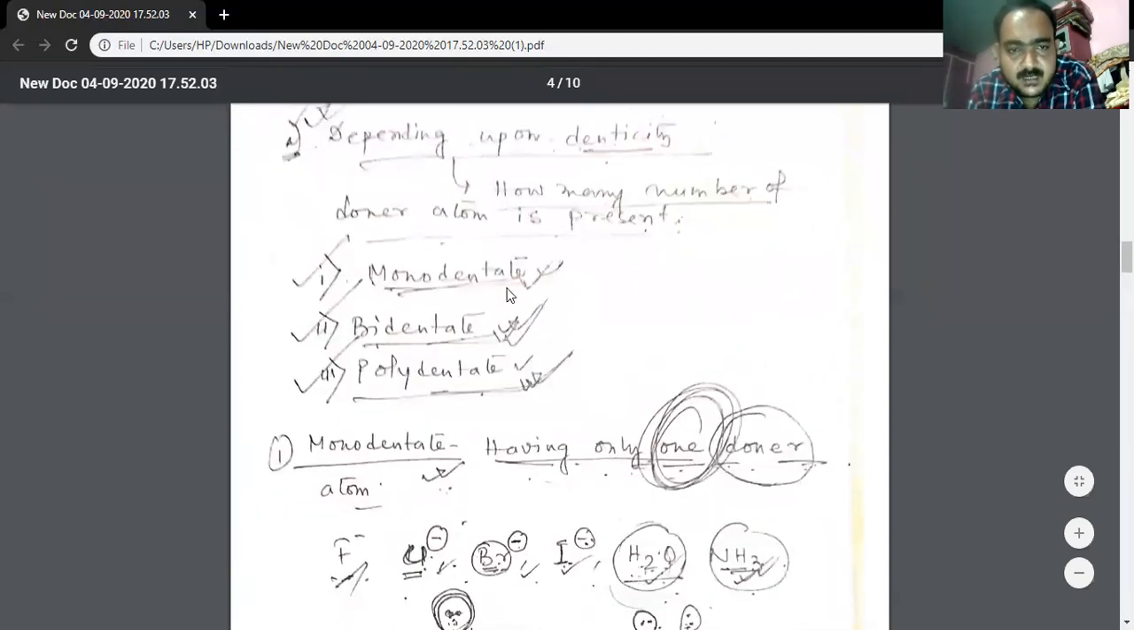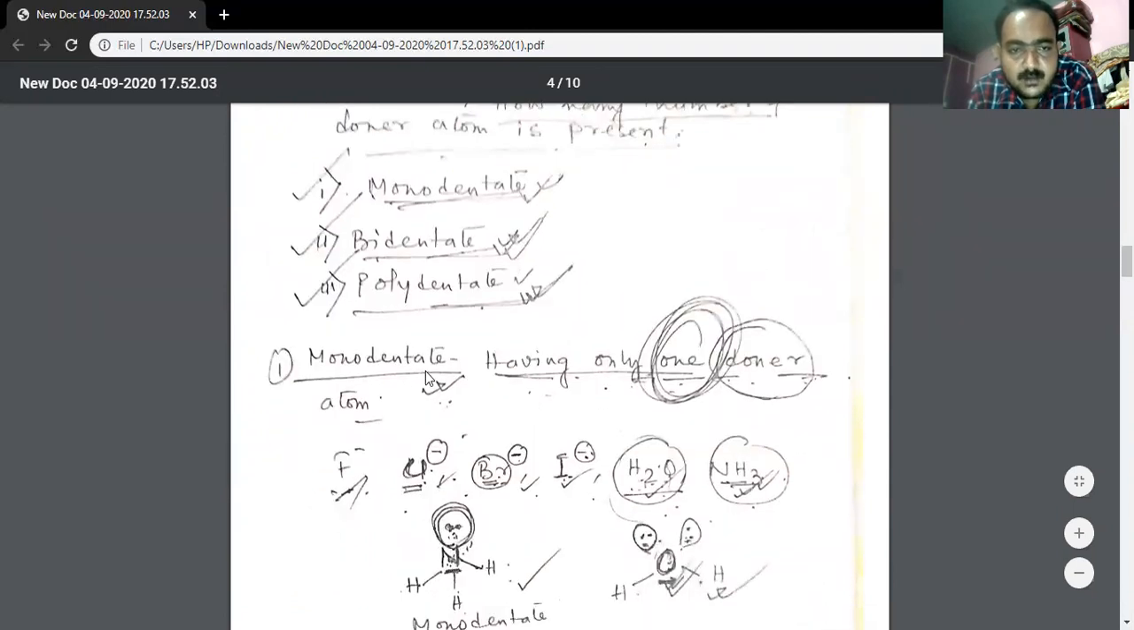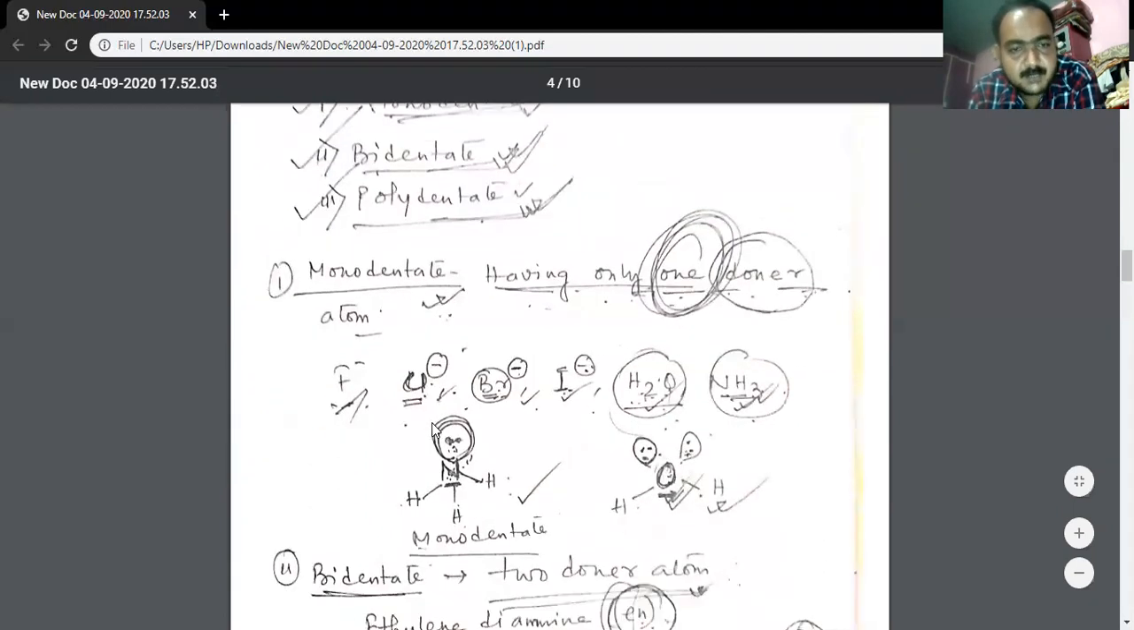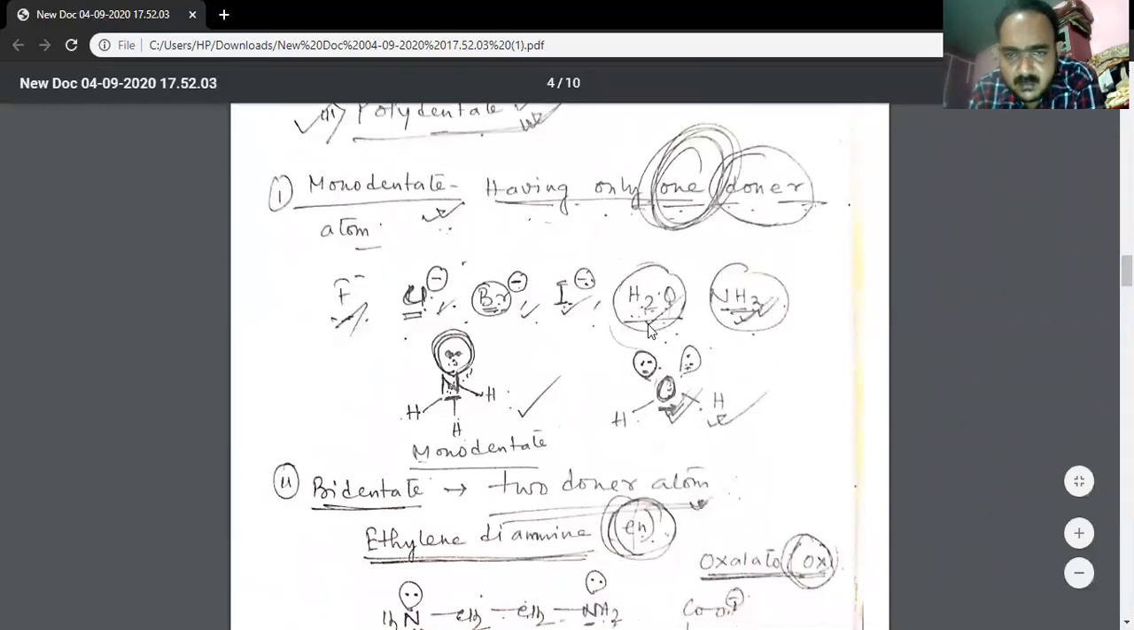Now see monodentate. Monodentate means, mono means one, dentate means number of donor atoms. So monodentate means having only one donor atom. As an example, this is the fluoride ion, chloride ion, bromide ion, iodide ion. There are two other examples, H2O and ammonia. So monodentate ligand means having only one donor atom. Some of the students may have the confusion that in case of H2O and NH3, how this is a monodentate ligand.